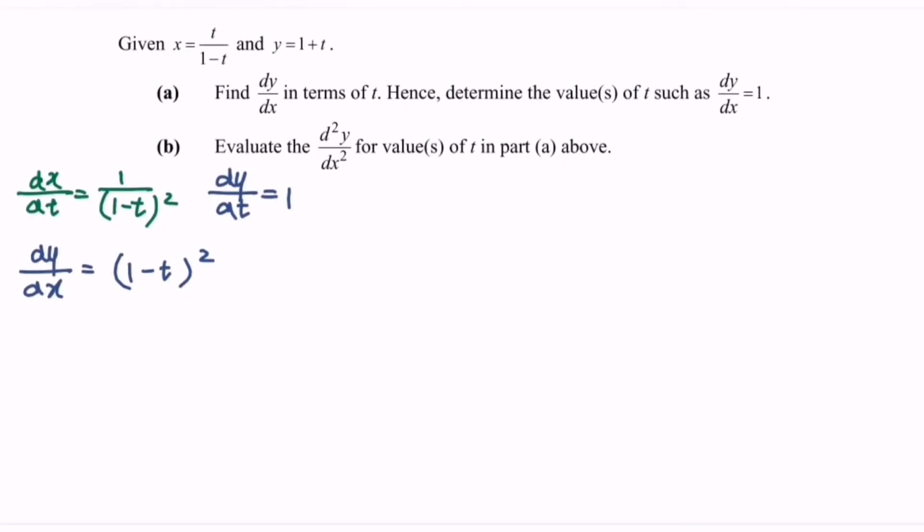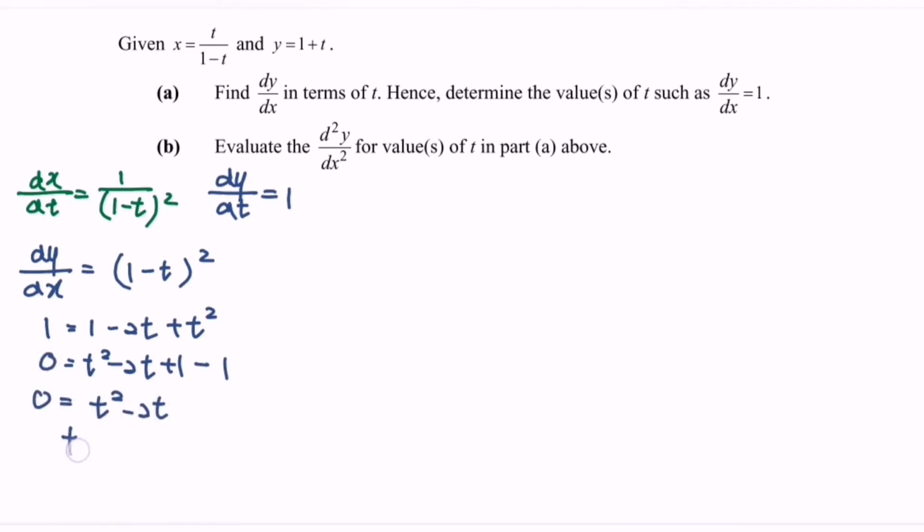Hence, determine the value of t such that dy/dx is equal to 1. So kindly substitute 1 equals to, and expand the right hand side. So we have 1 minus 2t plus t squared. Simplify the situation, and we can see that we have t squared minus 2t plus 1 minus 1. So we have t squared minus 2t equals to 0. So t multiplied with t minus 2 equals to 0. So the value of t is equal to 0, the value of t is equal to 2, when dy/dx is equal to 1.